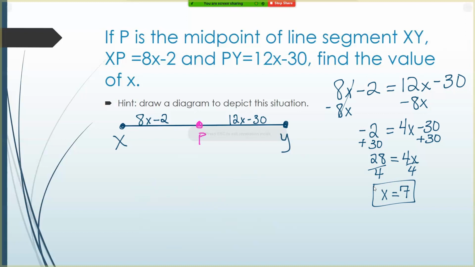Sometimes they'll ask you, instead of find the value of x, find the length from X to Y. You would have to find this, plug it back in, and then just double it to get both of them, or you can plug it back into both to get your answer. Does that make sense? So there is a question like this on your first test, if I remember correctly.